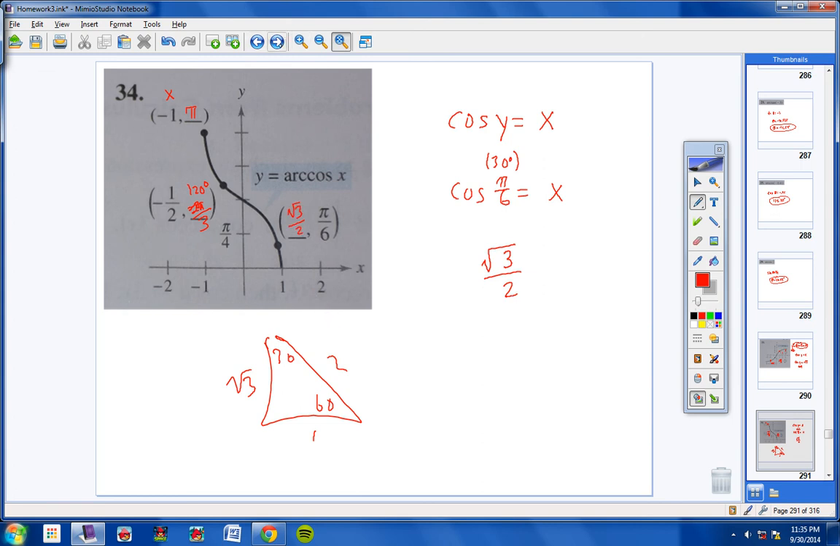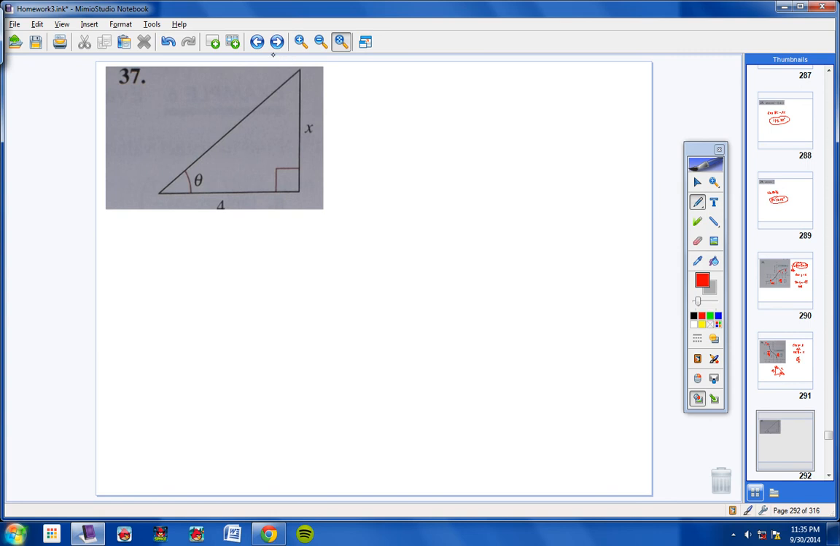Moving on now to number 37. For numbers 37 and 41, the directions say to use an inverse. Let me pull my book here a little closer, guys. Hold on one second. All right. Use an inverse trig function to write theta as a function of x.